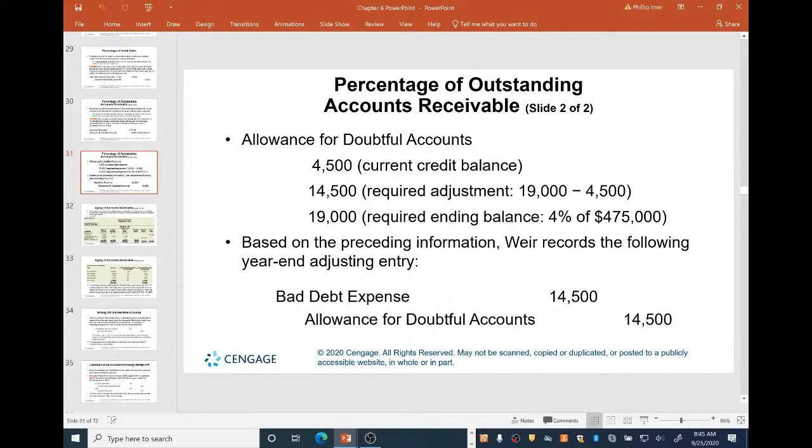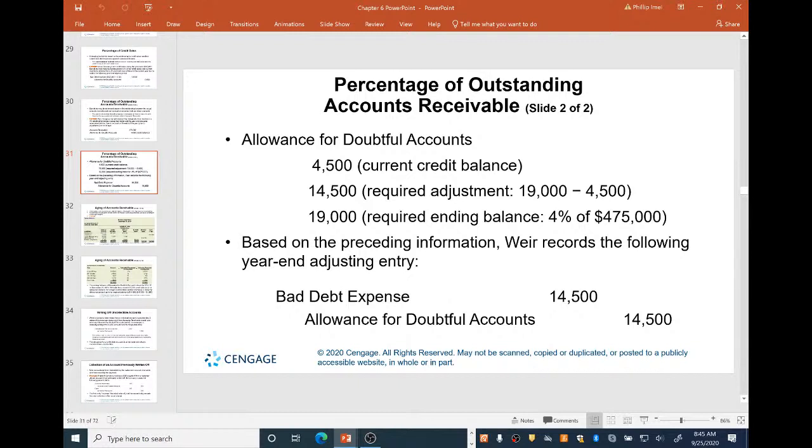Allowance for doubtful accounts, once again, credit, contra account on the balance sheet. Pretty straightforward, right? Main thing here is on the allowance method. If we're basing it on the percentage of AR, we need to always check to see what's in the contra account already, in that allowance account, because we just want the difference. That's what the adjustment is. A lot of times it's easy to just make the overall adjustment for a total 4% without considering what's already in the allowance account.